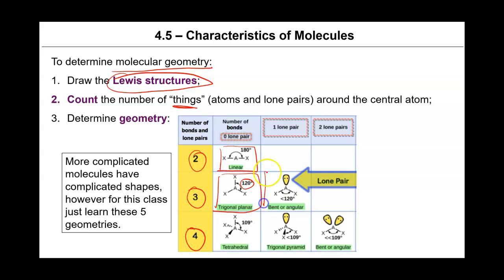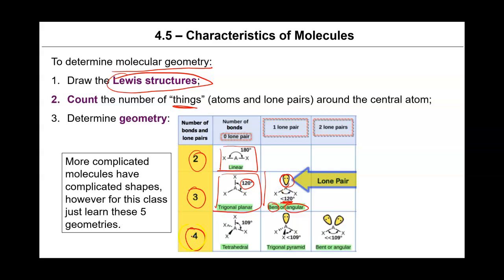If, however, one of those 3 things that's attached to our central atom is a lone pair, then we don't call the molecule trigonal planar. We say that it is either bent or angular. You can take your pick there. And the bond angle will be a little less than 120 degrees.